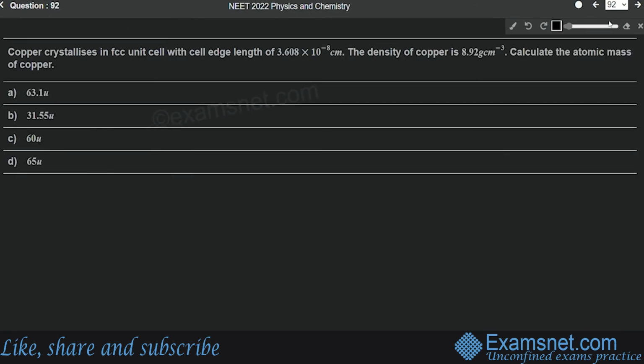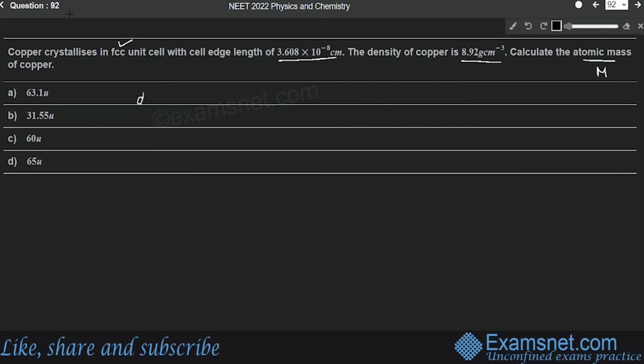Question number 92 is from the chapter Solid State, and the question is, copper crystallizes in FCC unit cell with cell edge length of 3.608 into 10 to the power minus 8 centimeter. The density of copper is 8.92 grams per centimeter cube. Then calculate the atomic mass of copper. That means M has to be calculated.